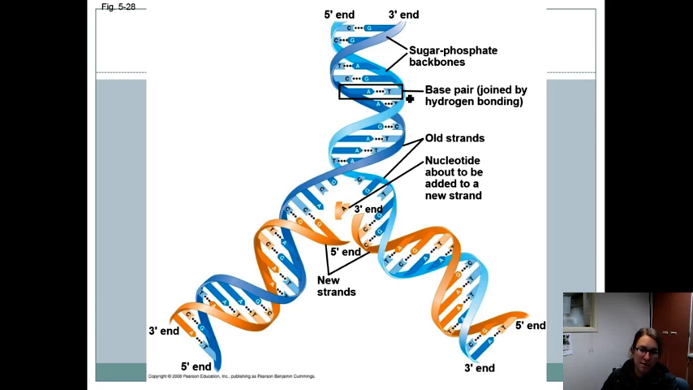So you can see this is very simplified, but the sugars and the phosphates are going to be this part at the edge, like the banister on a spiral staircase. And the nitrogenous bases are the part in the middle. So we can see right here we got an A with a T and a C with a G.